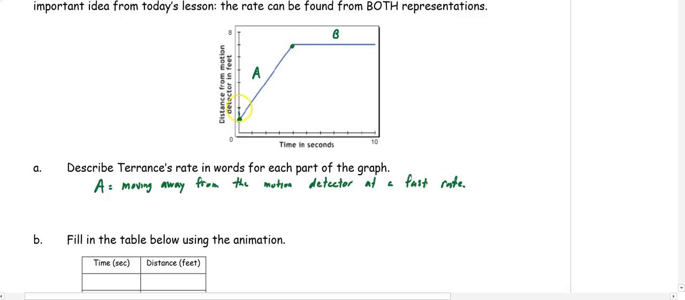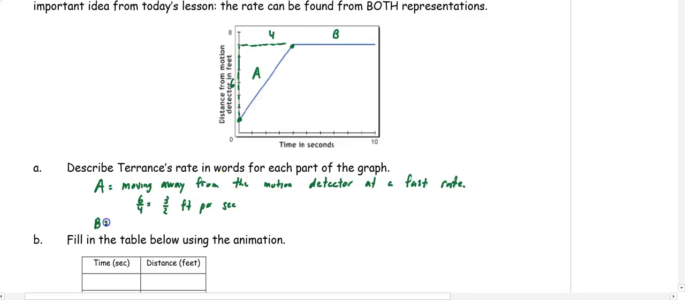So we know to make our little triangle, we went up and over to the right. So we went up 1, 2, 3, 4, 5, 6. And we went over 1, 2, 3, 4. So our rate then would be 6 over 4, which reduces to 3 over 2 feet per second. And it should be positive because our line is going up.